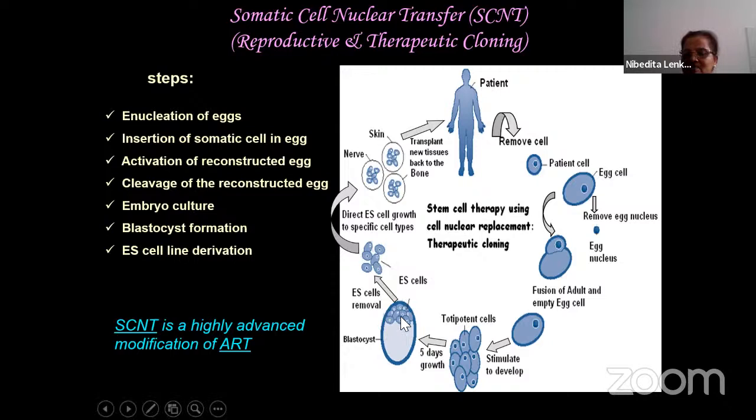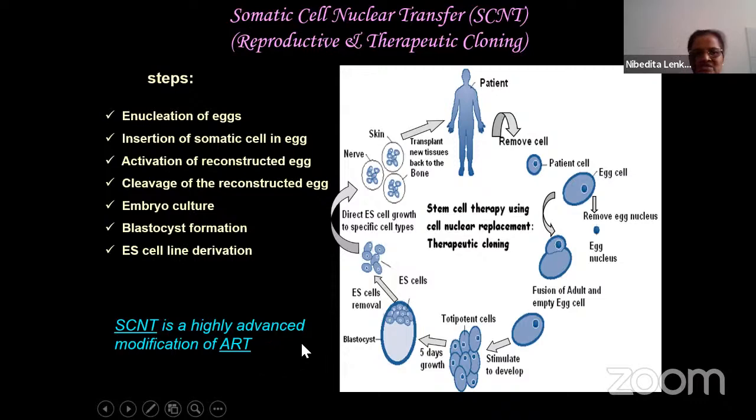But in animal species, this blastocyst is implanted, and then you get the specific genetic material. If you have a superior form, the same nuclear material is here, and if you implant it, Dolly is the best example of SCNT. You must know about Dolly's creation. This was created through somatic cell nuclear transfer, under reproductive cloning, because you are getting the entire organism. This is nothing but an advanced modification of assisted reproductive technology.